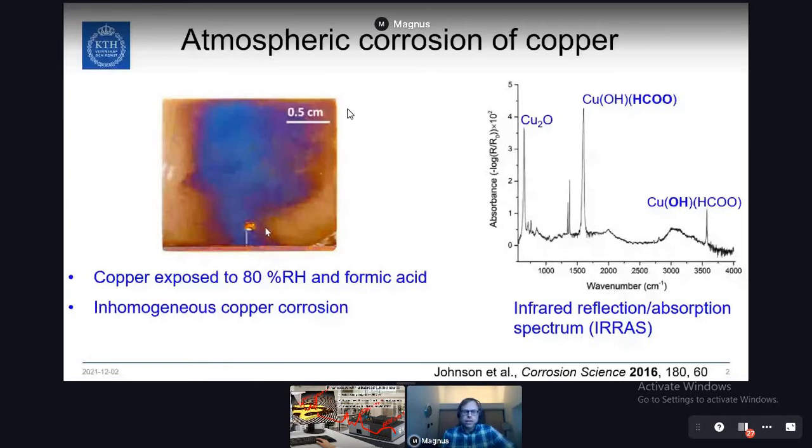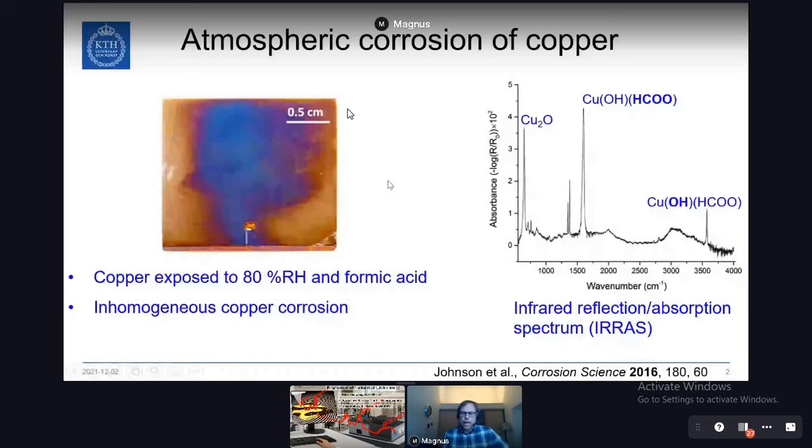If you start to look at the macro scale, this is a corroded piece of copper. It's 2 by 2 centimeters large. It has been exposed to 80% relative humidity and formic acid, which simulates a typical indoor environment. And it is clearly seen on this photograph that the copper corrosion is inhomogeneous.